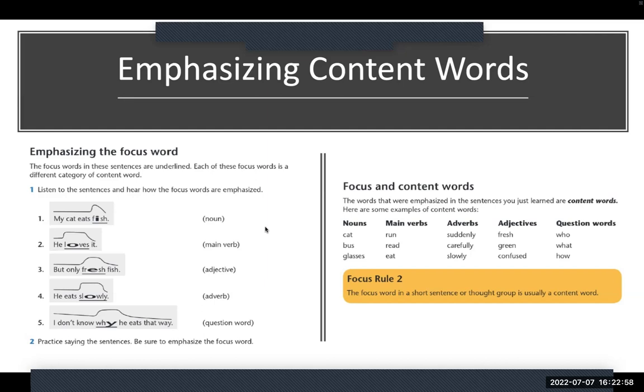So the focus words in a sentence are the most stressed words, okay? On the other side, the words that were emphasized in the sentences you just heard are content words, and the following are examples of content words, right? Nouns: cat, bus, glasses, really any noun. Main verbs: run, read, eat. Adverbs: suddenly, carefully, slowly. Adjectives: fresh, green, confused. Questions: who, what, how. All right. And again, the point I'm trying to make here is that the emphasized content word, or the focus word, is the one that provides the most information.